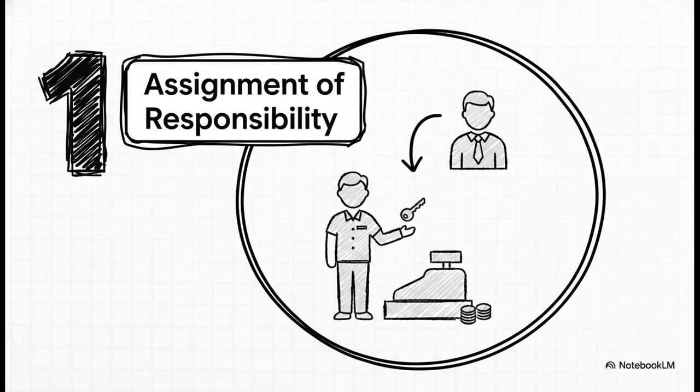First up, principle number 1, assignment of responsibility. This one is all about clarity. You've got to know who is in charge of what. You have to assign responsibility for every cash handling task to a specific person. When everybody knows exactly what their job is, you automatically build accountability right into your process.